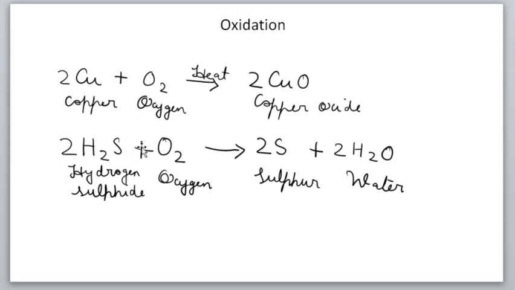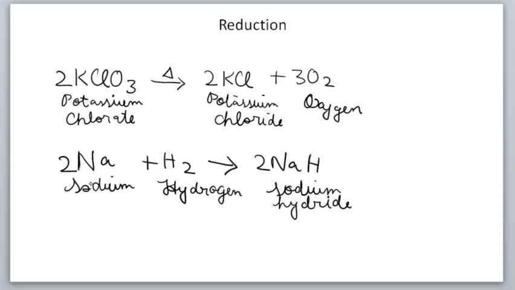If we go back to oxidation, hydrogen is removed from hydrogen sulfide and sulfur stands alone, and hydrogen gets combined with oxygen, which is hydrogen is oxidized and it becomes water. So here is exactly the opposite. Hydrogen combines with sodium to form sodium hydride. So we can conclude that reduction is a process in which hydrogen is added to a substance.